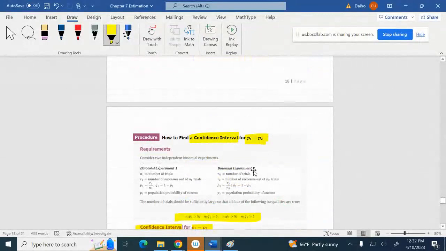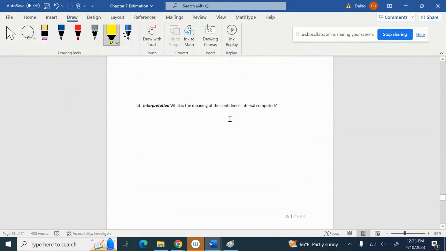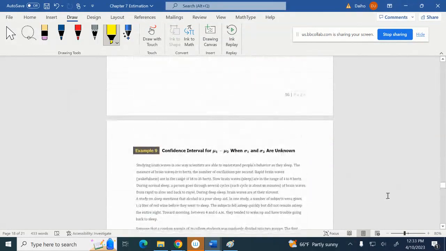The title was confidence interval for not p hat. It was p1 minus p2. Who are the p's? Population proportions. Let me go to the previous one. Last week, we discussed confidence interval, not x bars. Mu1 minus mu2. Who are the mu's? Population means, right? Always we want to estimate the population thing.